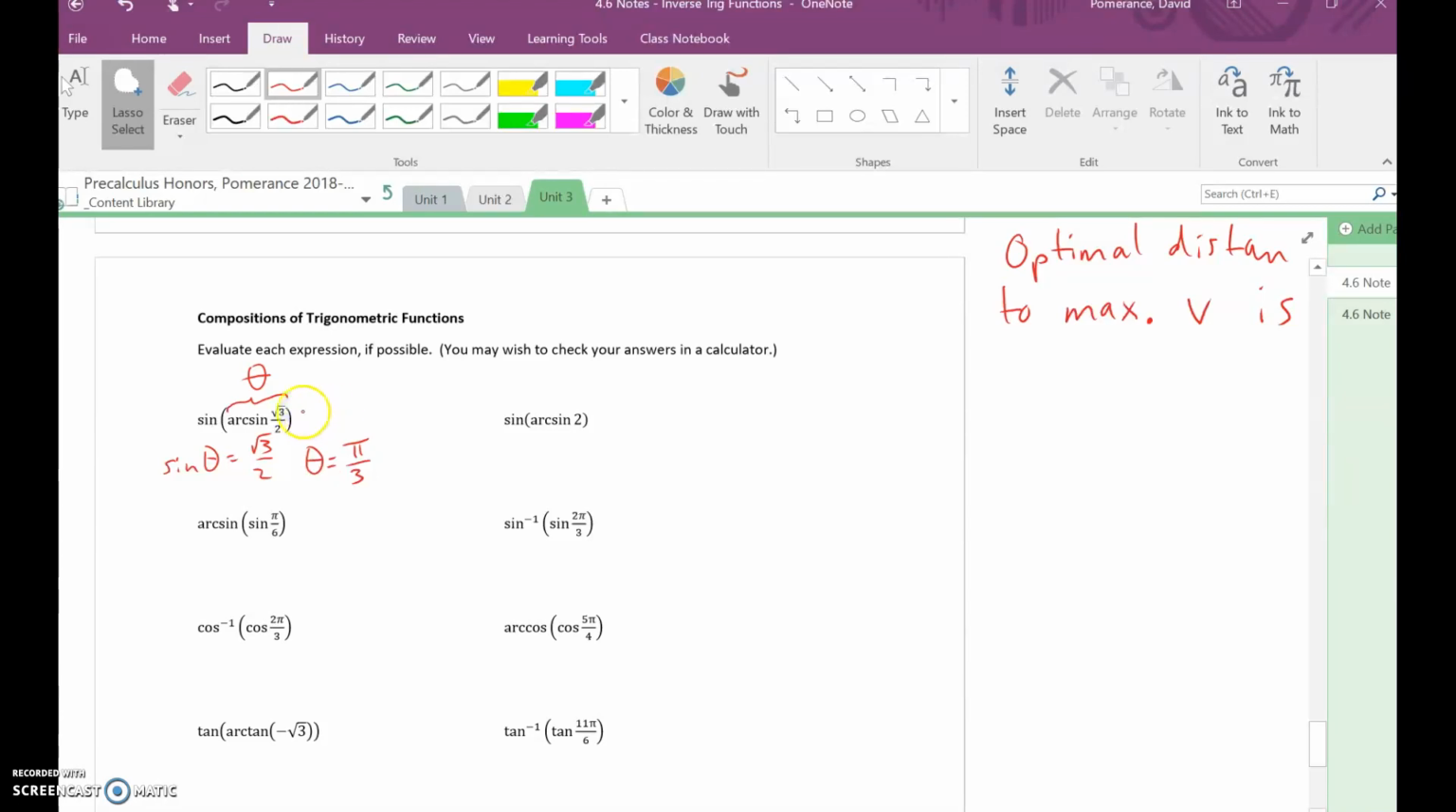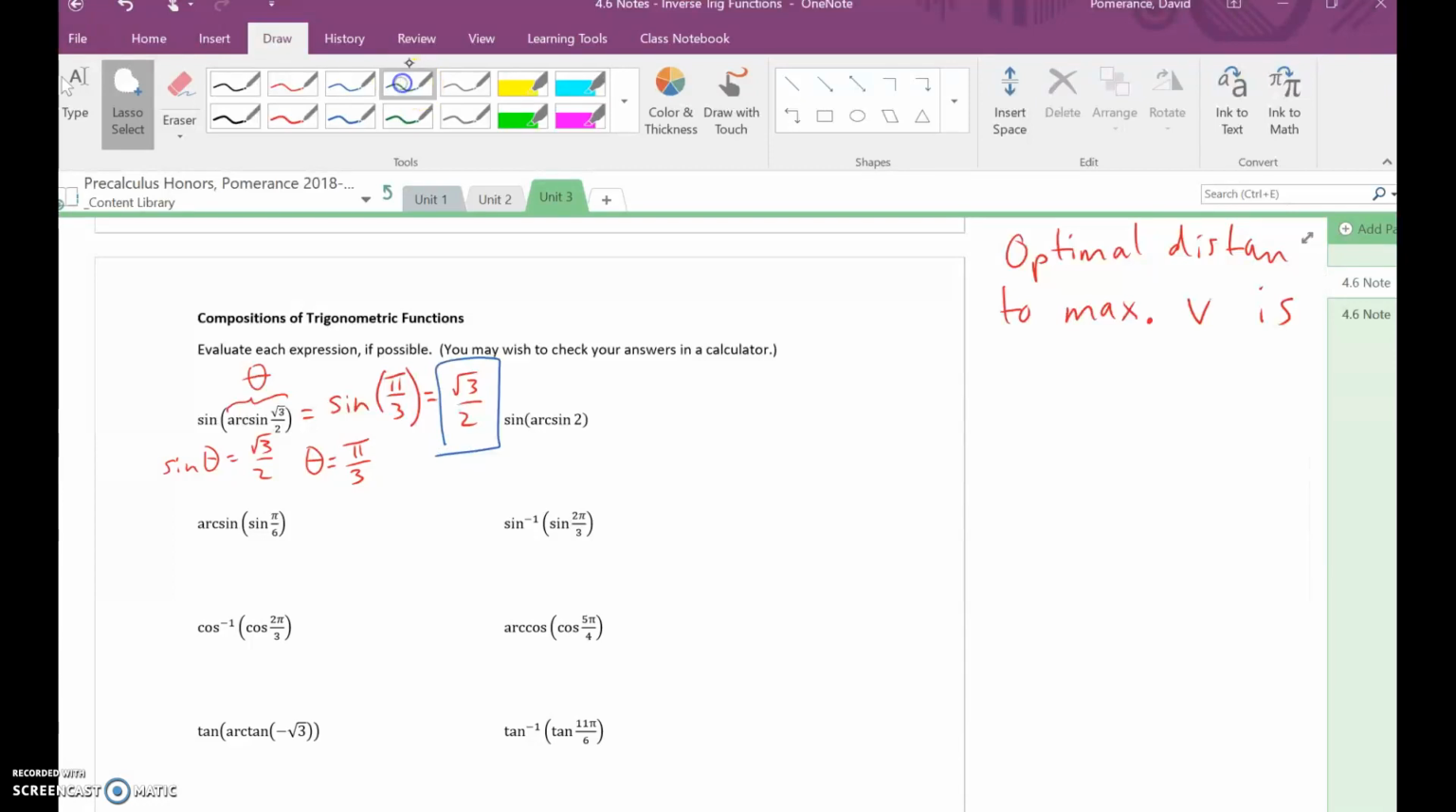So that means that I'm taking the sine of theta, but I know what theta is. It's pi over 3. So, wait a second. The sine of pi over 3 is just the square root of 3 over 2. We just got back to where we started. That is going to happen sometimes with these problems, but not always.